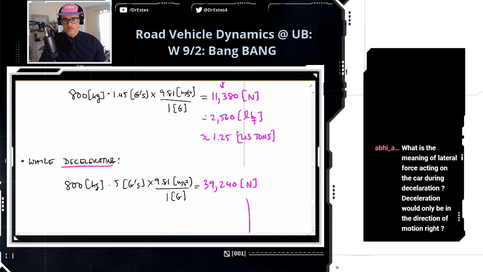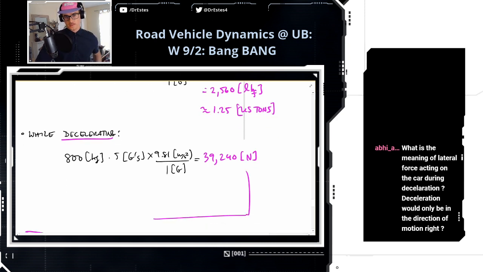What is the meaning of lateral force acting on the car during deceleration? Deceleration would only be in the direction of motion, right? No, that's right. Right now we're just talking about moving in a straight line. Lateral acceleration comes into play when the tires are trying to hold a car into the corner. When I mentioned lateral acceleration earlier, I just wanted to give you a figure for reference. When we're braking in a straight line, we can get like 4 or 5 Gs in a formula car. Also, when you're in a corner just maintaining speed, you can experience that same level of Gs. So we're not really talking about lateral acceleration yet.